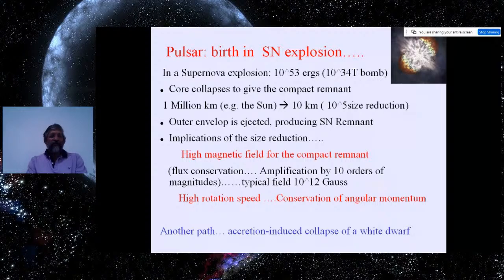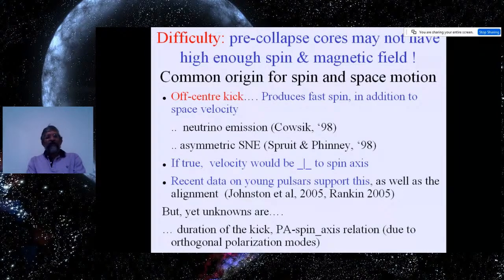A similar argument was used for high rotation speeds, invoking the ballerina effect, where conservation of angular momentum would lead to fast spin. It turned out that once people looked at it carefully, they realized that the pre-collapse cores may not have high enough spin to gain; even after a gain of about a factor of 10 to the 10, it may not explain the presently observed spins. And a similar thing about magnetic fields. But about the high spins, that was one puzzle to be solved.